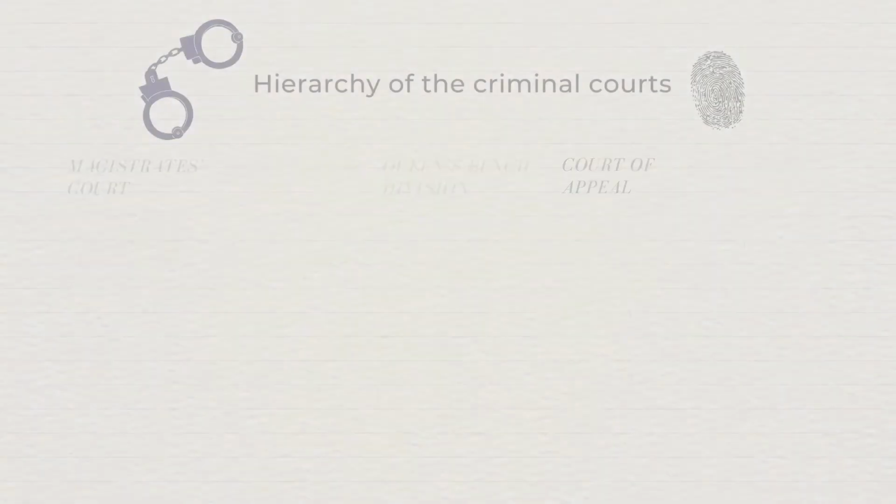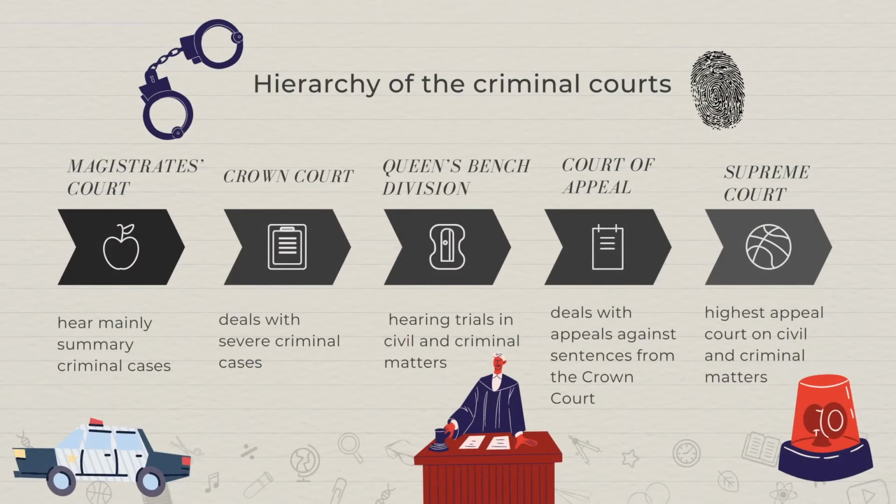The next one is the Hierarchy of the Criminal Courts. It starts with the Magistrates' Court. The cases here are heard either by approximately 2 or 3 lay magistrates or by a qualified district judge.